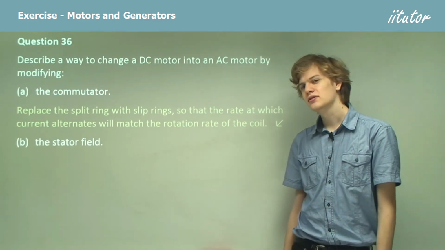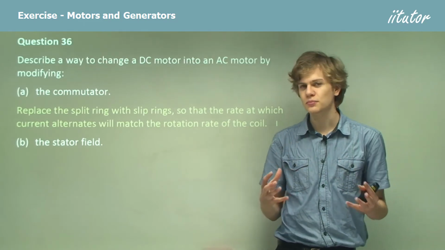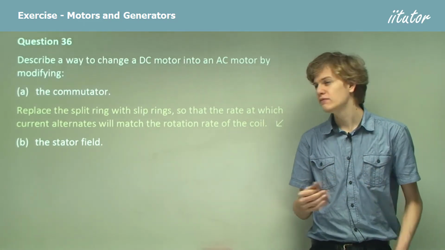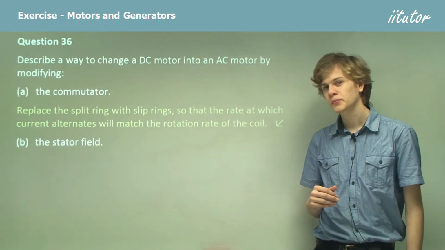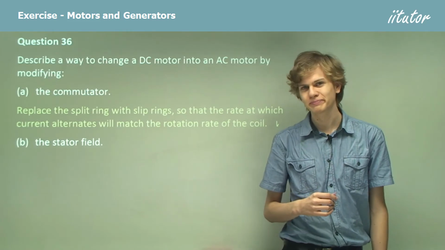How about by changing the stator field? So you need a way to change the magnetic field across the magnet so that an AC power source will allow it to spin, even with a split ring commutator. And that, of course, is the job description of a universal motor.